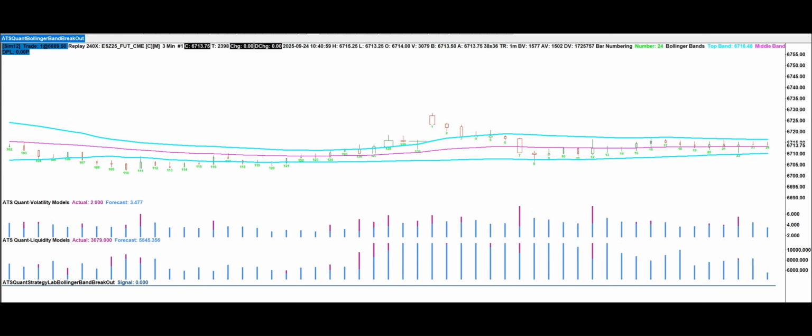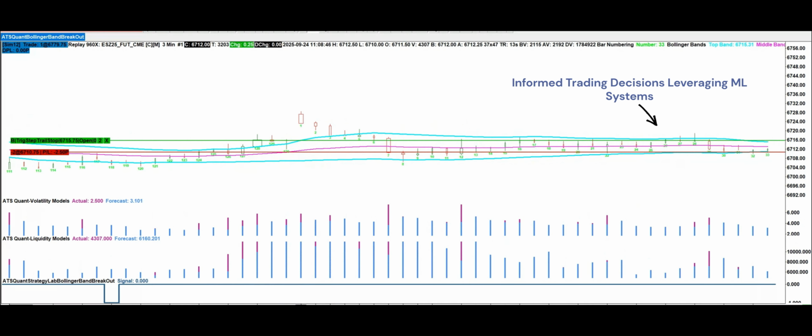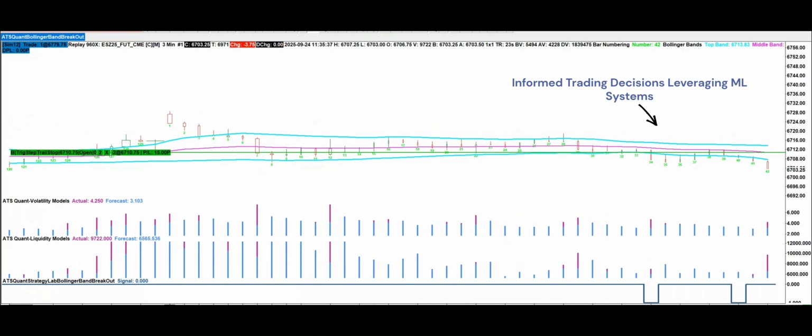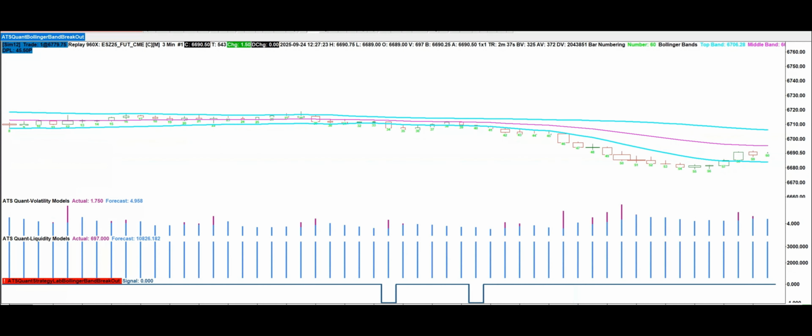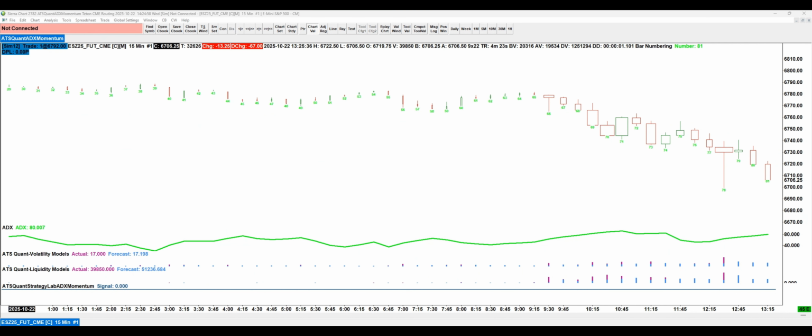In this video, we pick back up where we left off in our last case study. At that time, we formed a new hypothesis, and now we test it here. So we're back in our Sierra Chart platform. We have our ADX Momentum loaded from a prior case study. So what we're going to do, we're going to use the exact same settings.